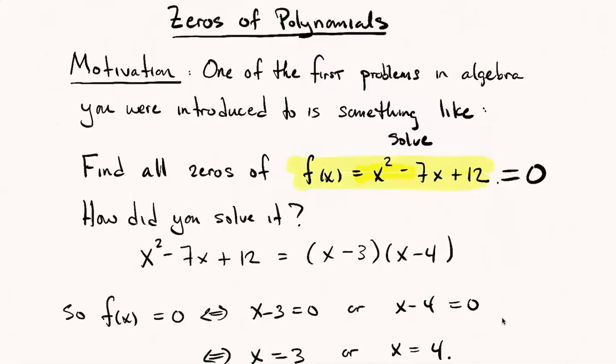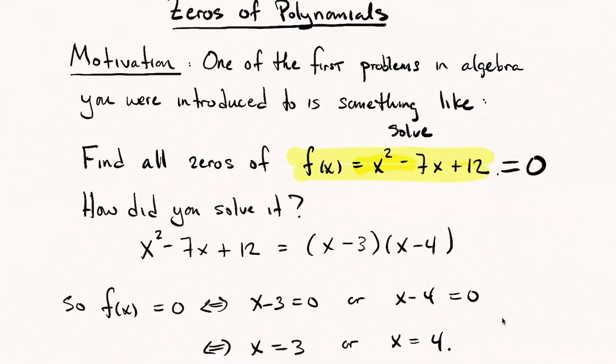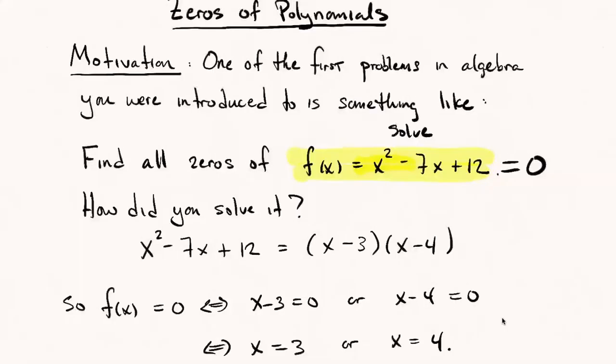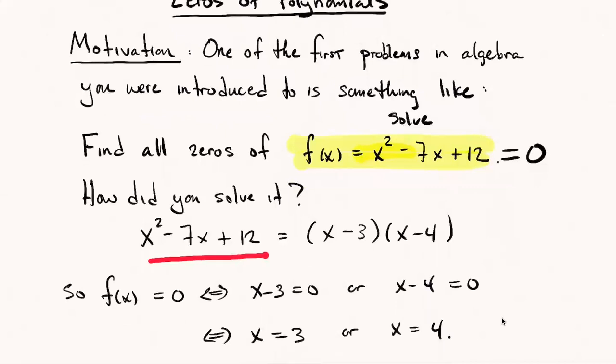How did you do it? How did you solve that equation? Well, I think you did something like this. You probably took your f of x and factored it. That thing factors into x minus 3 times x minus 4. I see the screen has frozen already. Let's see if I can unfreeze it. You took your polynomial, there you go, and factored it into x minus 3 times x minus 4.